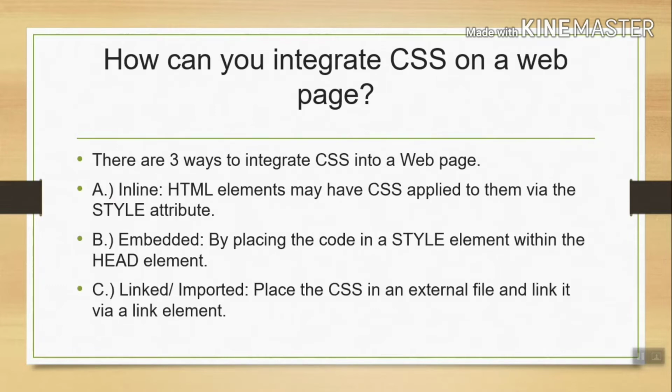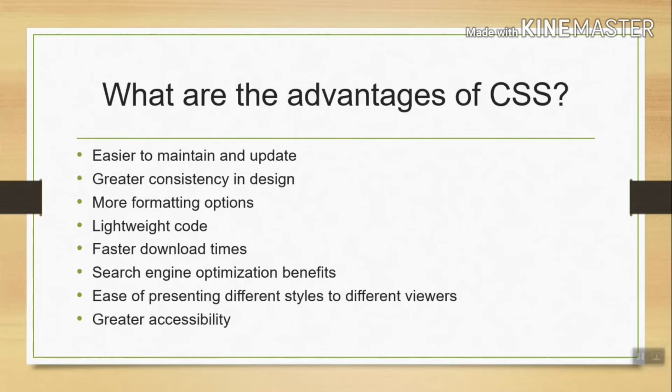How can you integrate CSS on a web page? There are three ways to integrate CSS into a web page. Inline: HTML elements must have CSS applied to them by a style attribute. Embedded: by placing the code in a style element within the head element. Link or imported: place the CSS in an external file and link it by a link element.